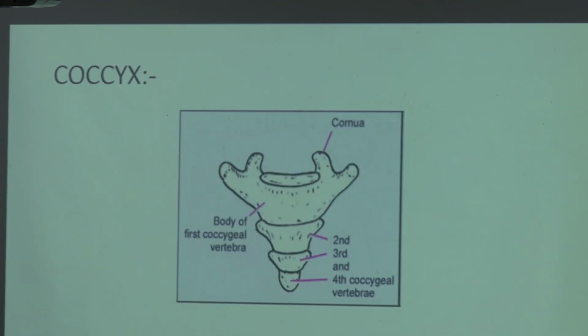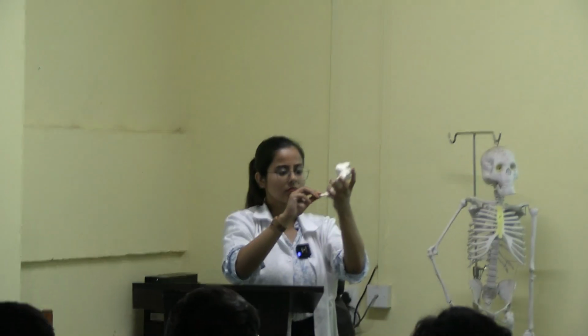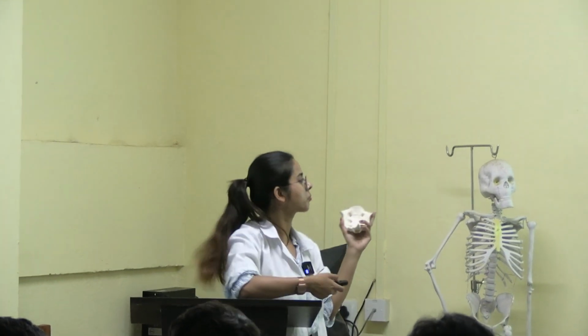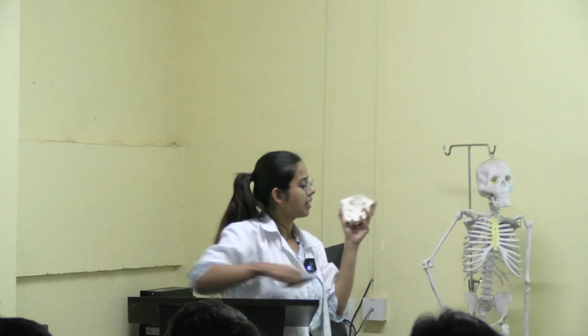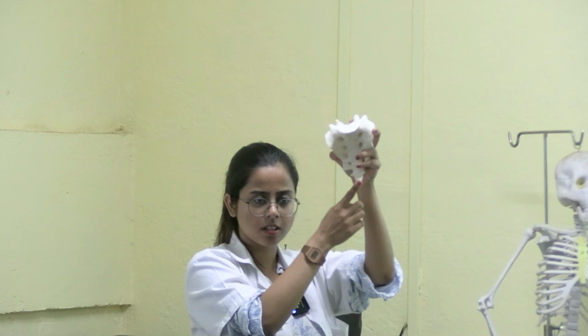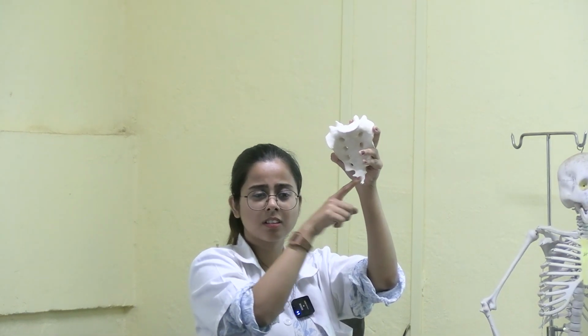Now the coccyx. What is the other name of the coccyx? Tailbone. So this is the coccyx. It also has a base, just like the sacrum, and an apex. This is the base, this is the apex. This will be the pelvic surface, and this will be the dorsal surface, and these are the lateral margins of the coccyx.